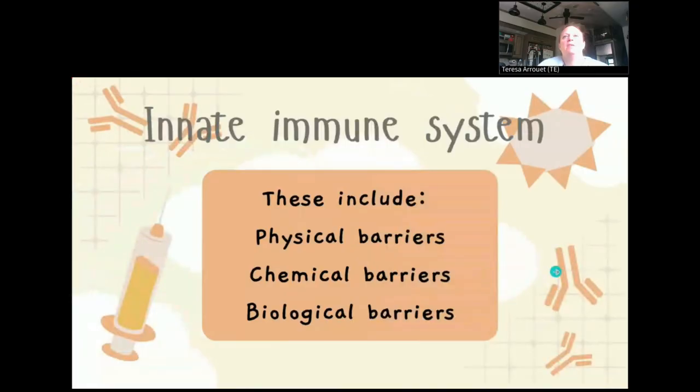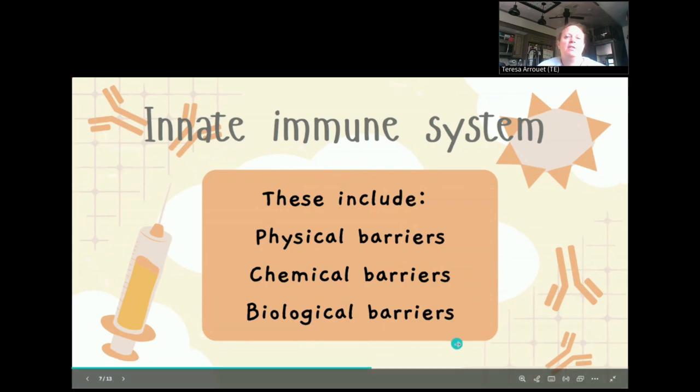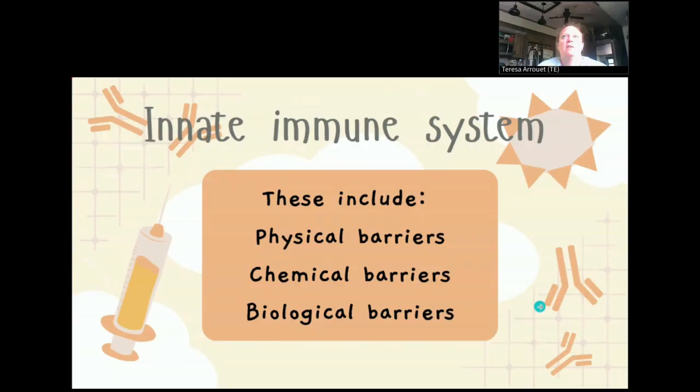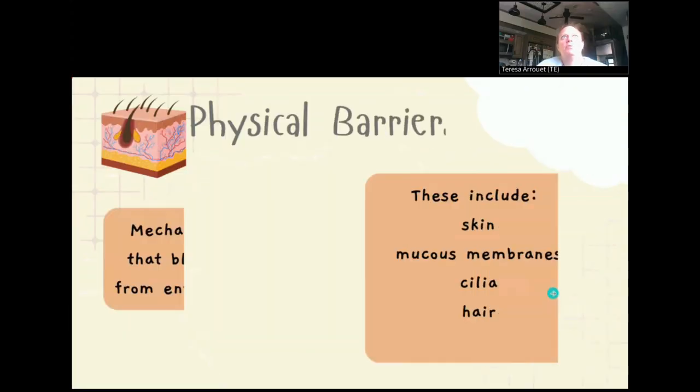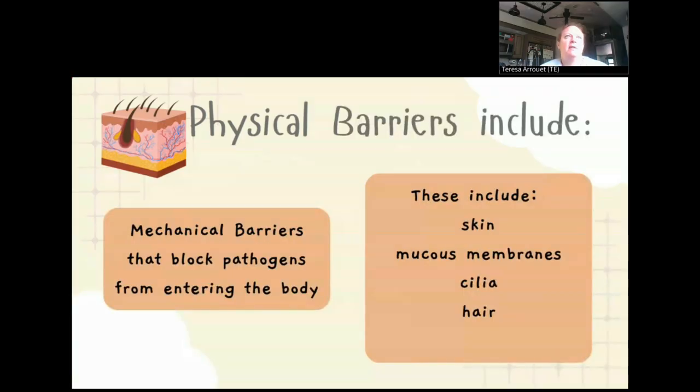So the innate immune system includes physical barriers, chemical barriers, and biological barriers. And I will post this presentation in the content folder so you have access to this starting this week. So we're going to talk about each one of these different types of barriers.